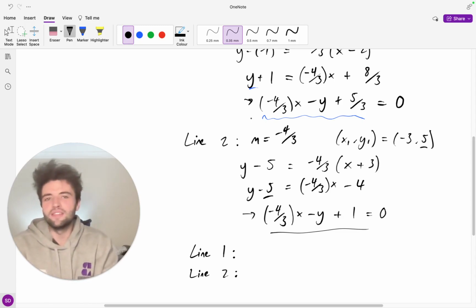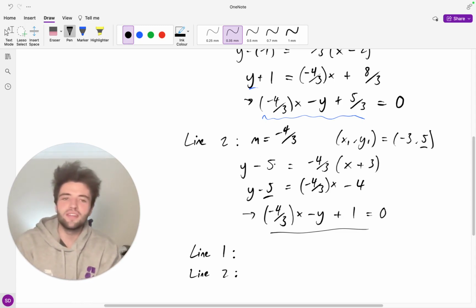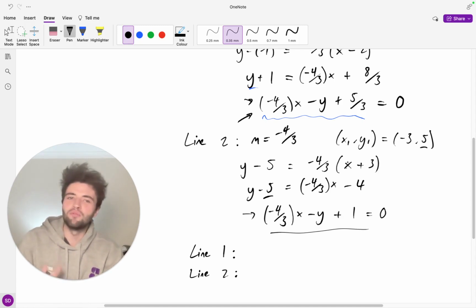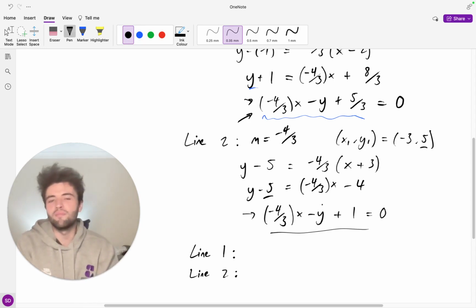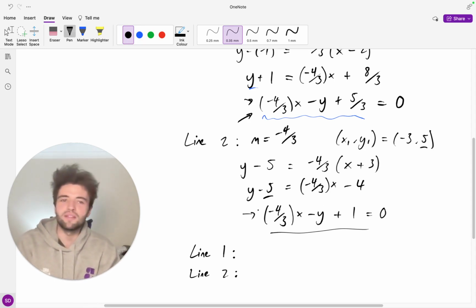But I've actually just realised it is probably best if we get rid of the fractions for our lines here. So you can see that we've got this minus 4 over 3 times x and we basically want that to just be a normal number. So if we can actually make it a positive number, that probably is the best thing to do here.